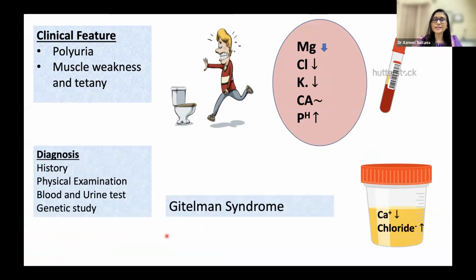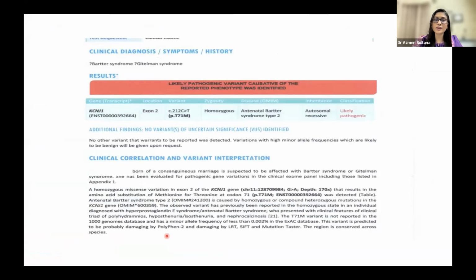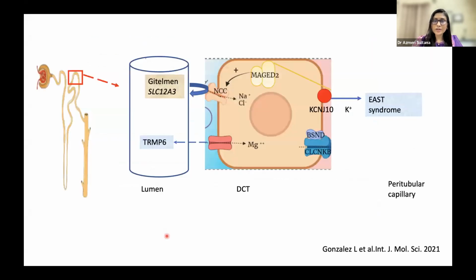But when we did genetic testing, we found there is a likely pathogenic mutation in the KCNJ1 gene. Ultimately we diagnosed this case as antenatal Bartter syndrome type 2, though the patient presented like Gitelman syndrome.